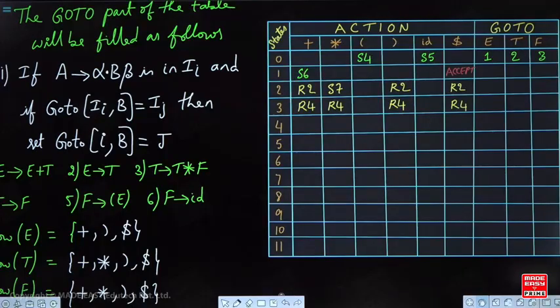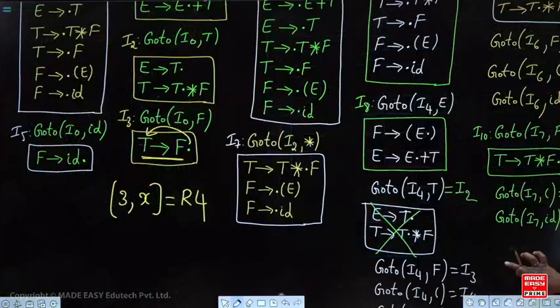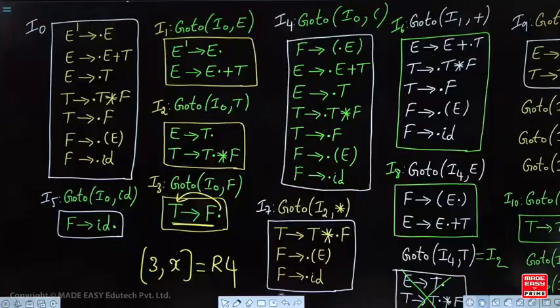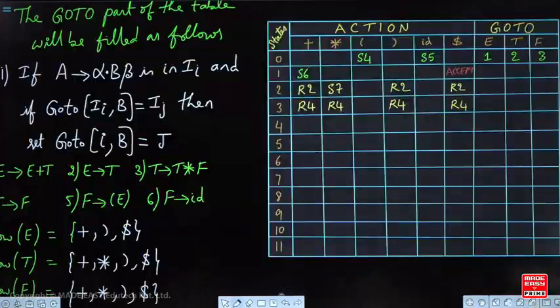I have explained very clearly, crystal clear, very slowly. And how do you get the reduce? You get reduce if it is a final item. Final item means the dot reaches the end. Do you have any item in I naught in which the dot reaches the end? See I naught, you don't have any final item. So I naught comma ID has gone to I5, so 0 comma ID is S5.